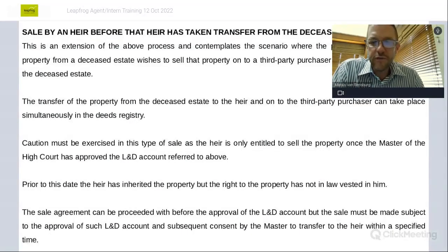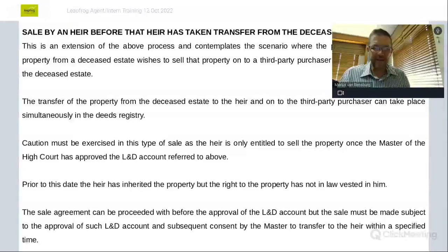The next kind of transfer, guys, is transfer number two. And this is an extension of transfer number one. This is what happens when the executor says, I'm not going to sell the property. You as the heir are going to take transfer of the property. Now, what happens there is the heir is going to take transfer of the property, and that transfer hasn't happened yet. It's still going to happen in the future.